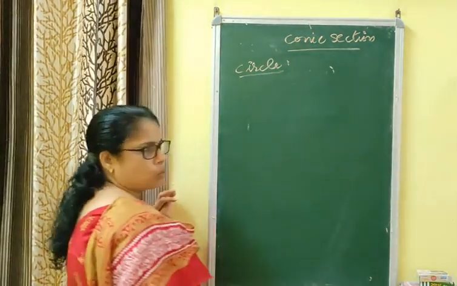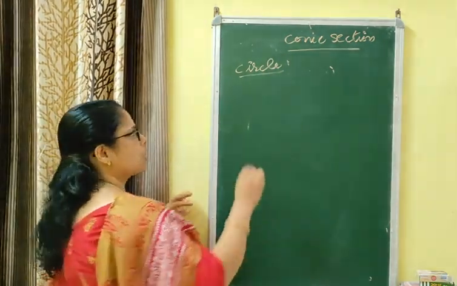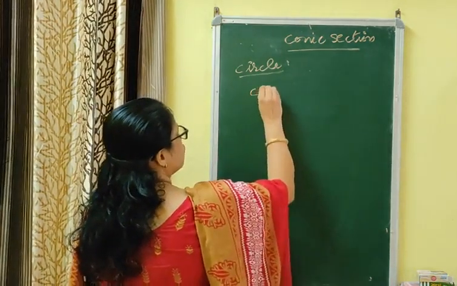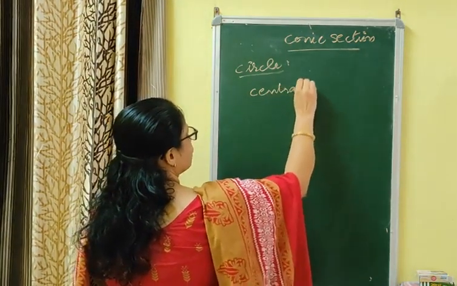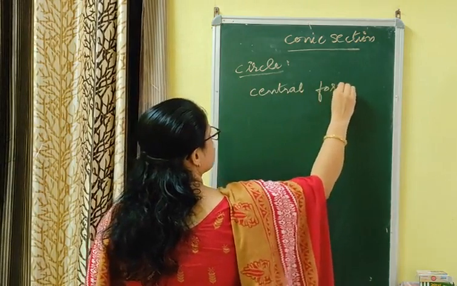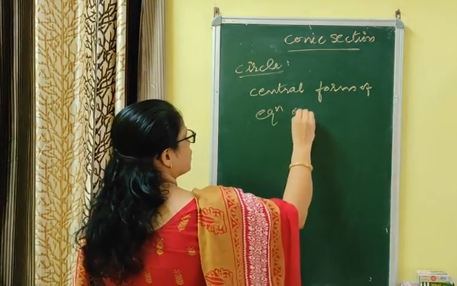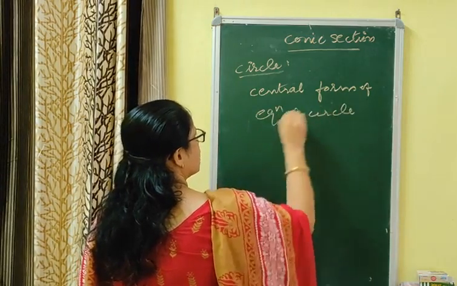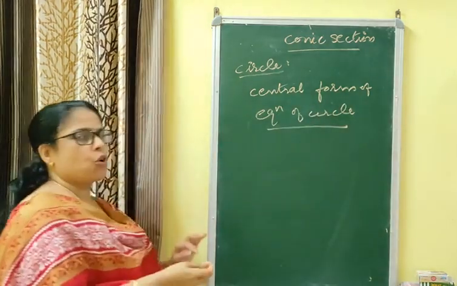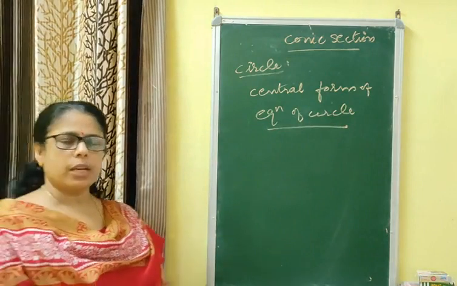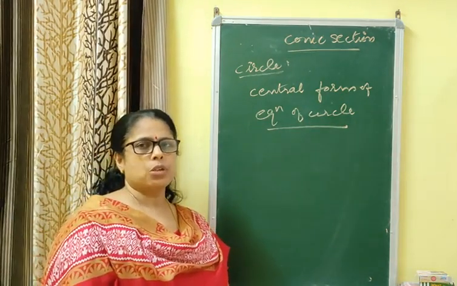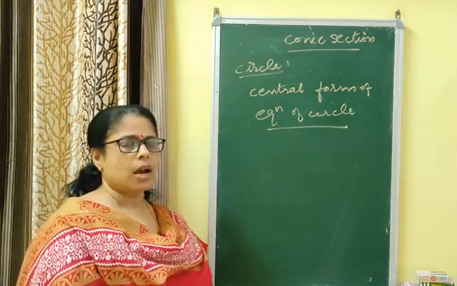Now there are two forms of equation of circle. The first form is the central form of equation of circle. That means which form of equation we can use to form the equation of a circle whose center and radius are given.